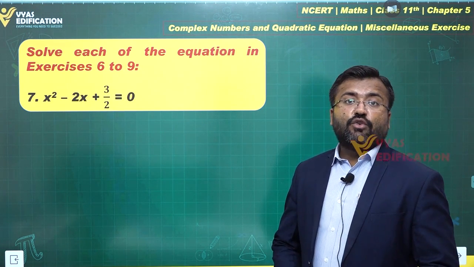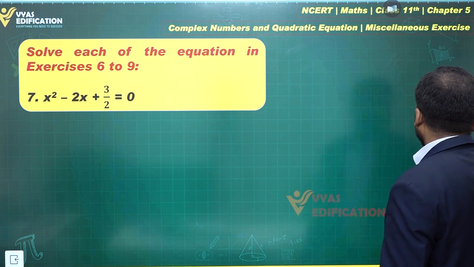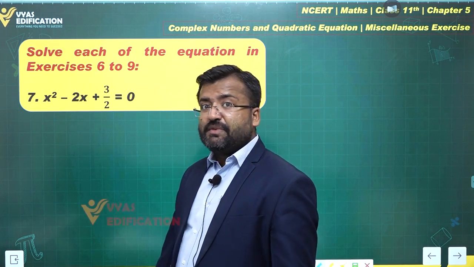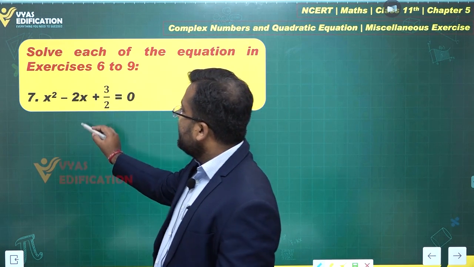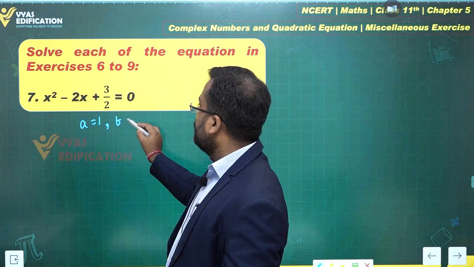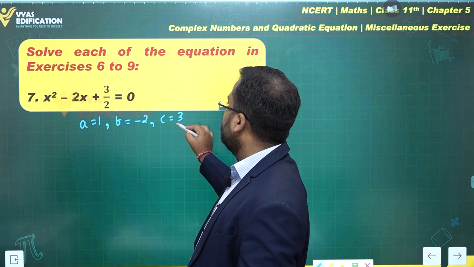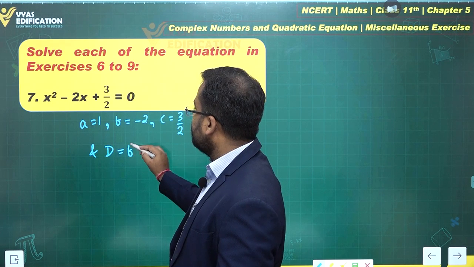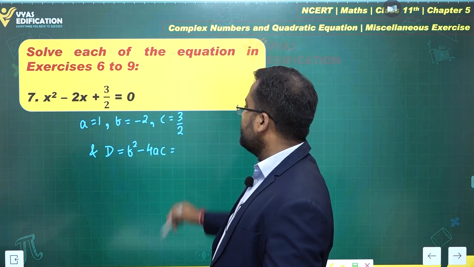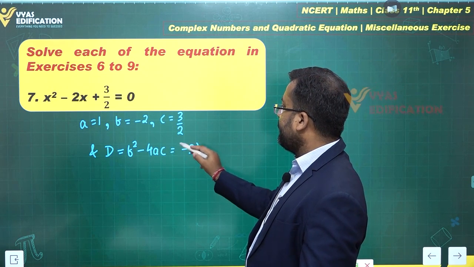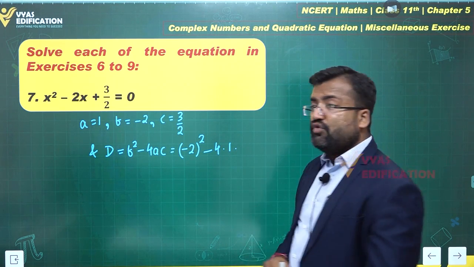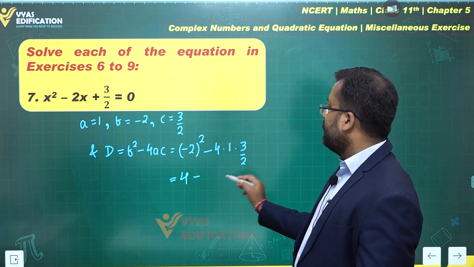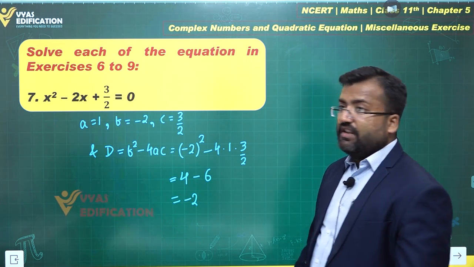Seventh, we have a quadratic equation once again. Let's try to solve this quadratic equation. In the formula for ax square plus bx plus c equals 0, what do we have? a equals 1, b equals minus 2, c equals 3 by 2. And D equals b square minus 4ac, which is equal to minus 2 square minus 4 into a into c. c is 3 by 2. What is this? This is 4 minus what is 12 by 2? 6, which is minus 2. The value of D is minus 2.